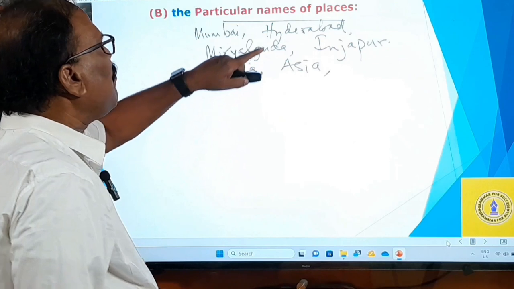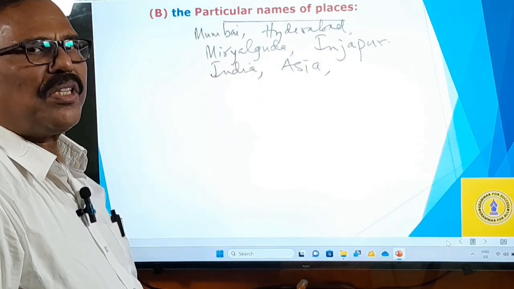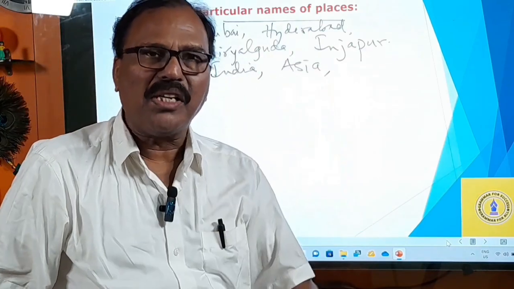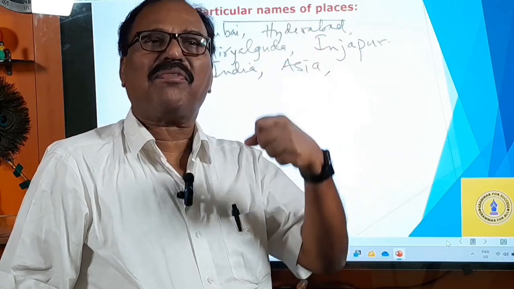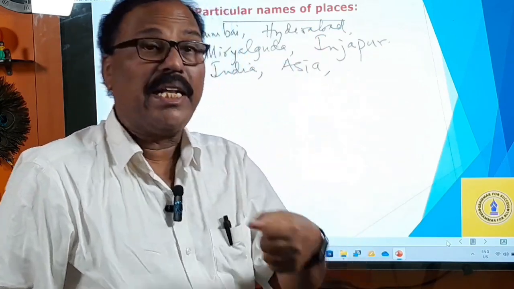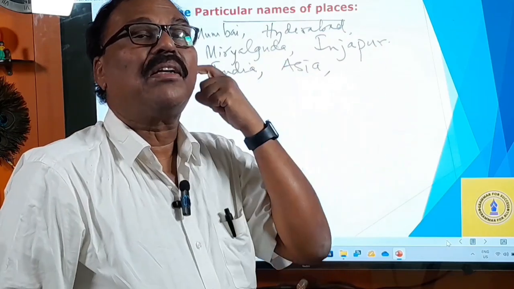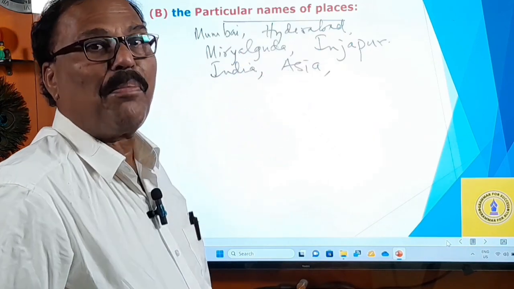So in this way, before the particular names of places, we should not use any article. Particular names of places means names of villages, towns, cities, states, countries, continents, bazaars, and streets. All these are called particular names of places. They are called proper nouns.